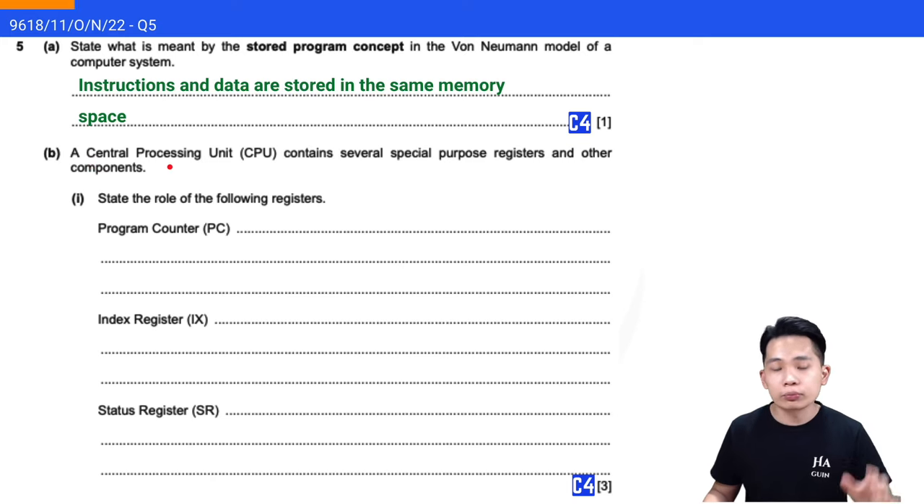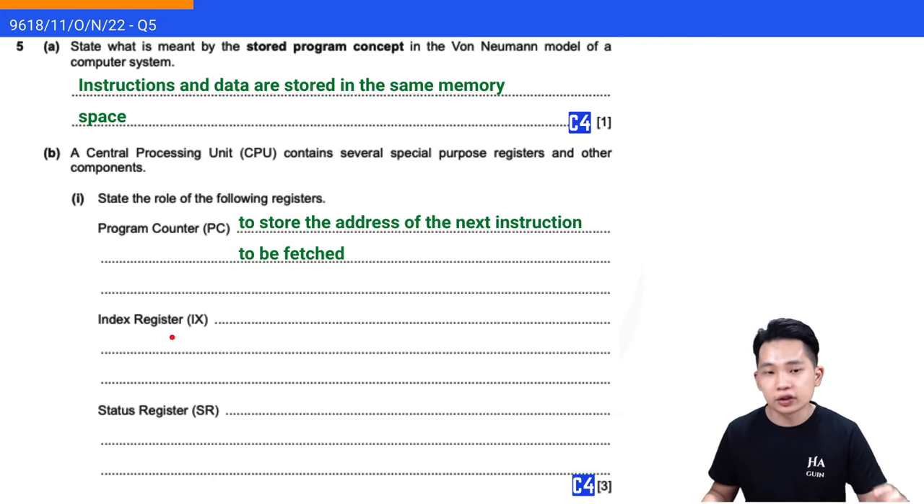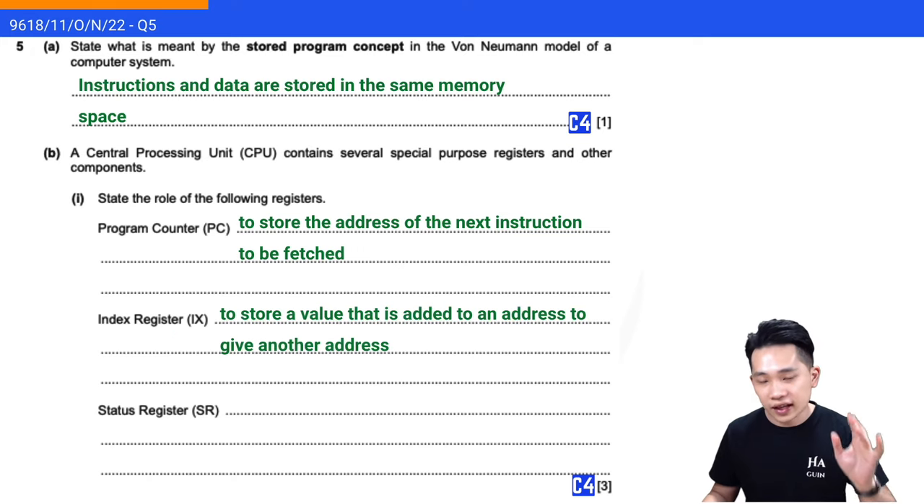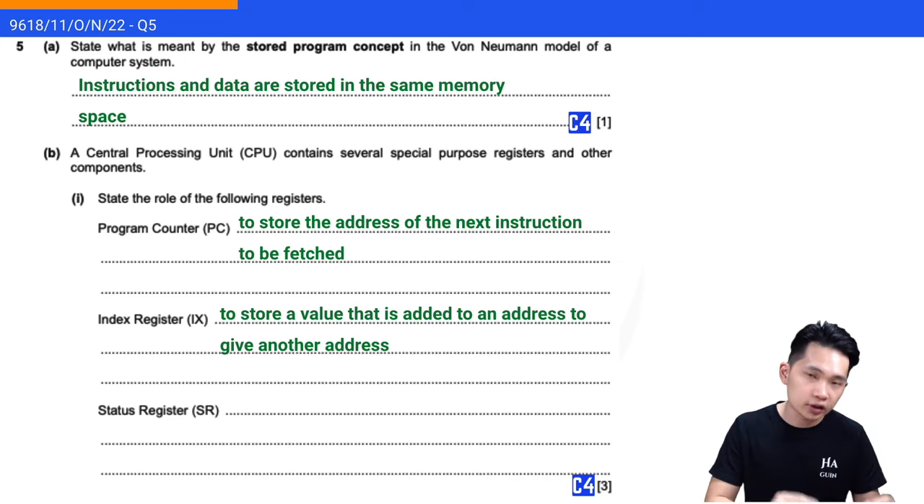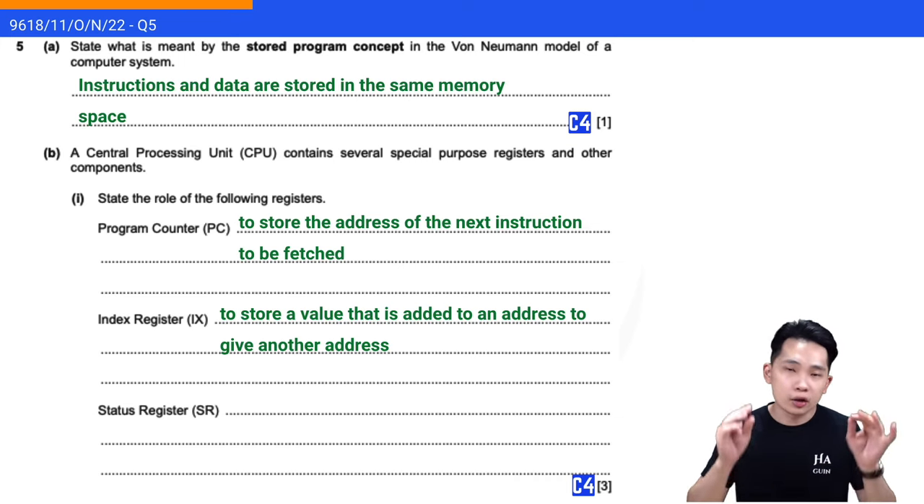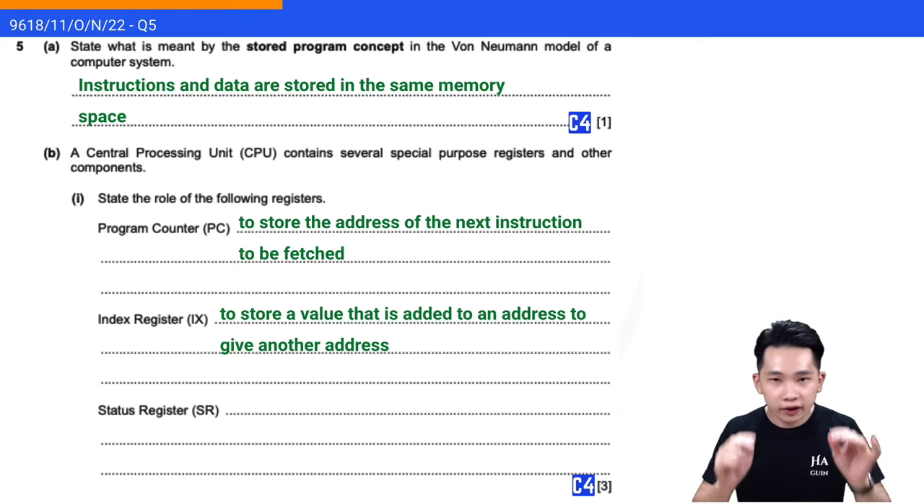And next, a central processing unit, CPU, contains several special purpose registers and other components. State the role of the following registers. So what does a PC do? A PC is used to store the address of the next instruction to be fetched. And next would be the index register. The index register is used to store a value that's added to an address to give another address. So it means that inside this index register, there's always a number 1, 2, 3, 4, and then we'll use another address number to add up with this index register to get the final address number.